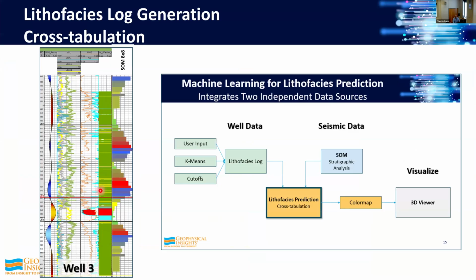So next step is that, if you remember, we have the lithofacies log here, we have the self-organized maps, and now we are going to cross-tabulate them. What we mean by cross-tabulate, here again I have the same petrophysical evaluation. Here I have the lithofacies log. Here I have the self-organized map. And what I'm going to do is count the samples that match each lithofacies and neuron.